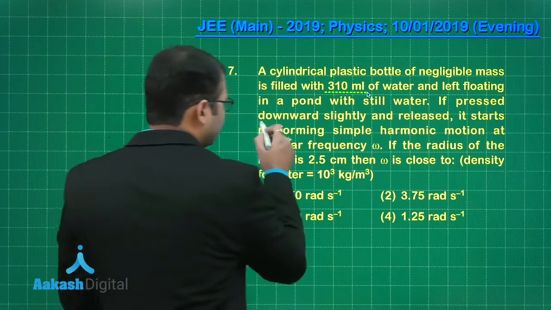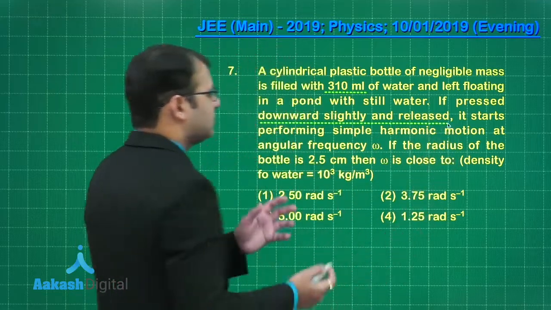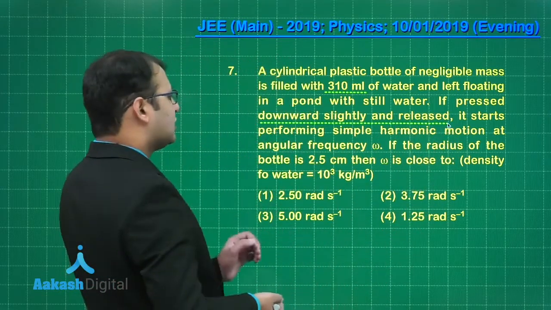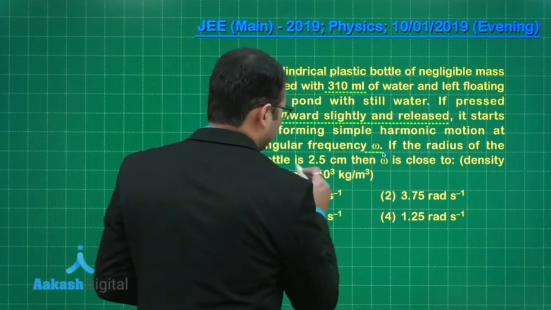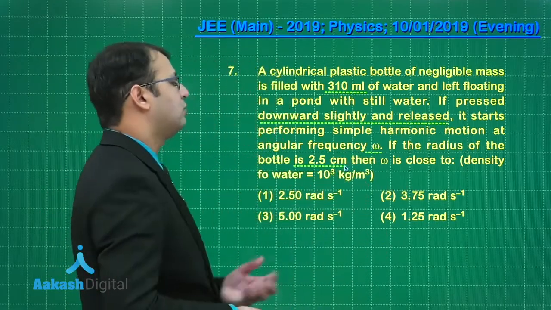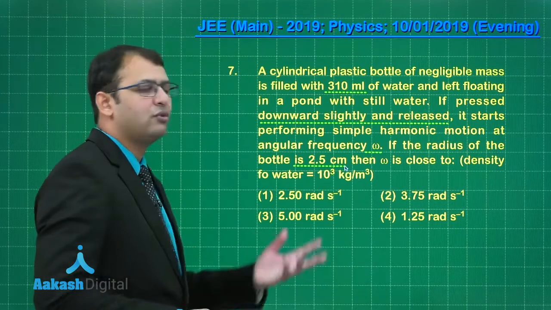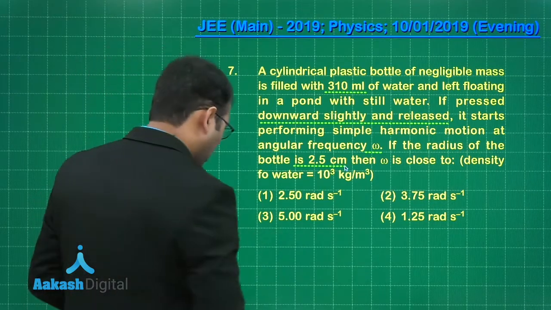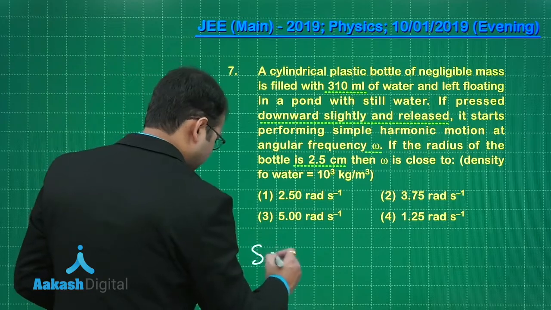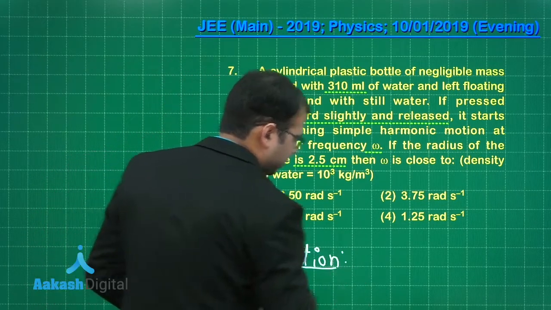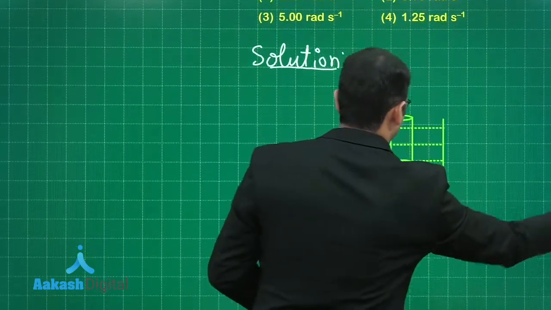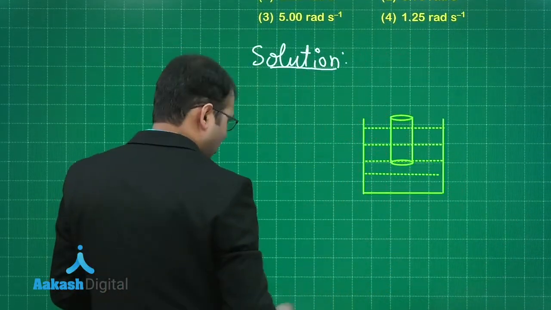If pressed downwards slightly and released, that means this is a case of SHM, it starts performing simple harmonic motion at angular frequency omega. If the radius of the base of the bottle is 2.5 centimeter, we want to find the value of omega. So, in order to solve this, let's see the diagram first. Solution. Now, as per the diagram, you can see this is the bottle.